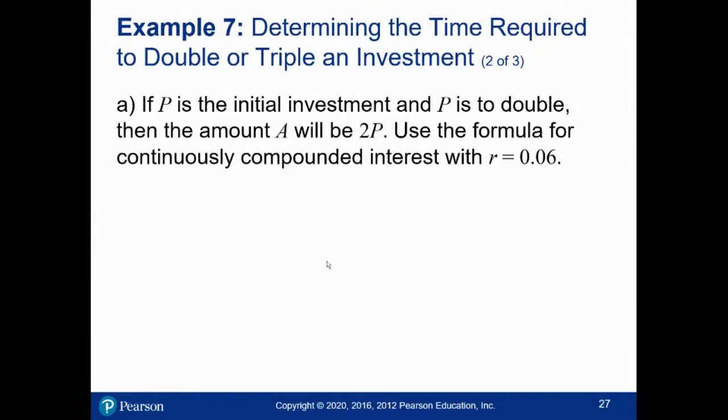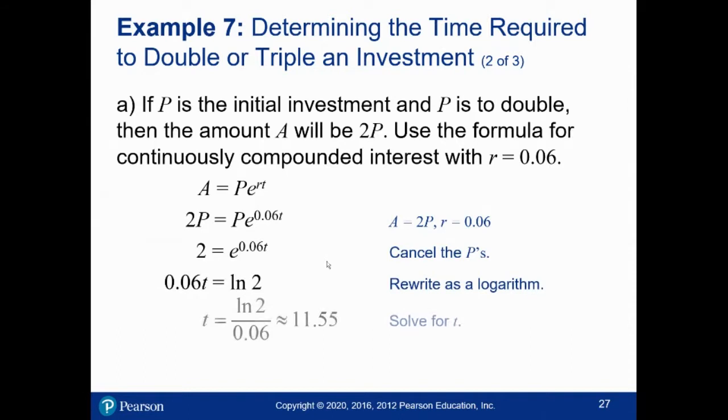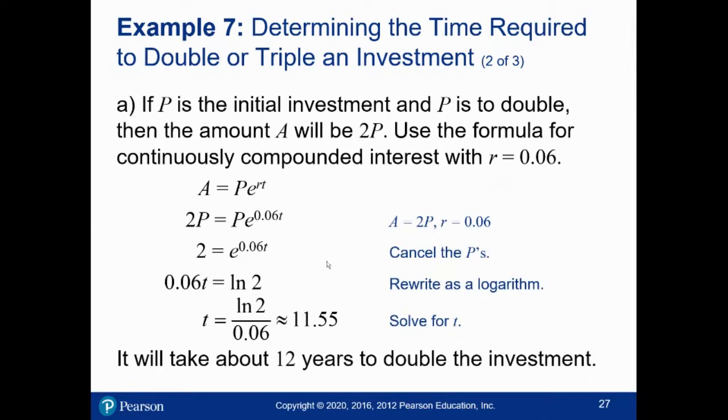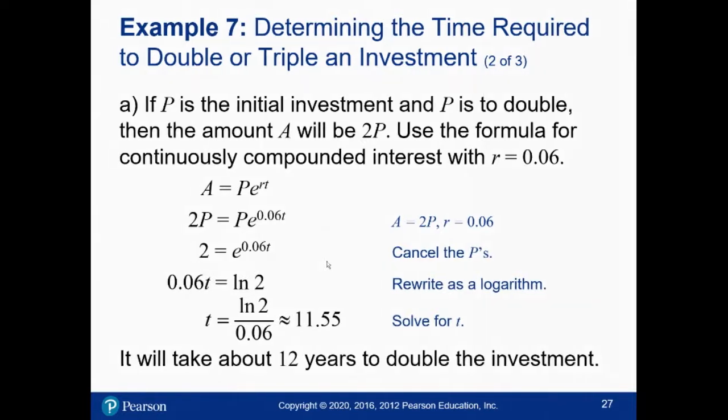We're just going to use the continuous compounding interest formula, and again, the amount A will be twice the principal. So I replace A with 2P, and I replace R with 0.06. The P's can be canceled off. When computing something like doubling time or tripling time, the actual principal amount will always cancel. Now take a log of both sides, divide by 0.06, and it'll take you about 11.55 years. Definitely longer than the 7 years in the previous problem, but a bit more realistic. So it takes about 12 years, or 11.5, to double the investment.